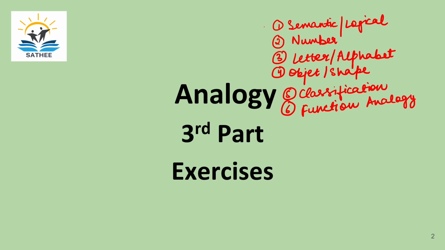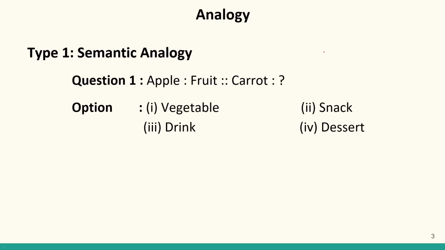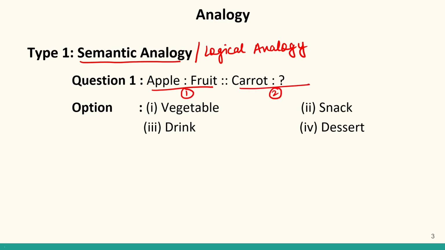In today's lecture, we will discuss these three types of questions, that is semantic and logical analogy, number analogy, and letter analogy. So let us start. The first type is semantic analogy, also called logical analogy. In these types of questions, we have to identify the relationship or logic that is used in the first pair and then use the same logic in the second pair to find the answer.